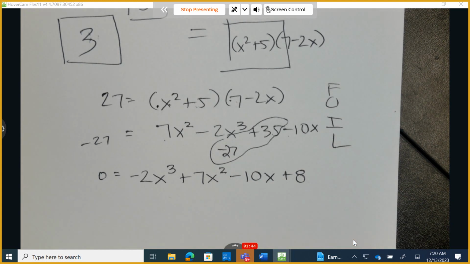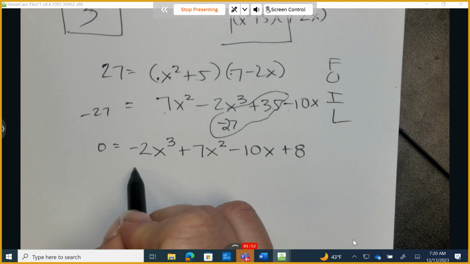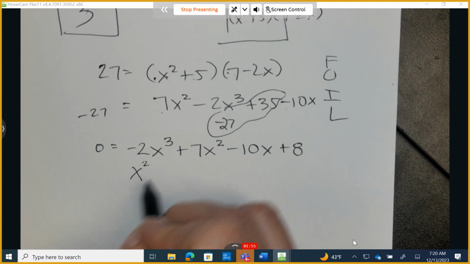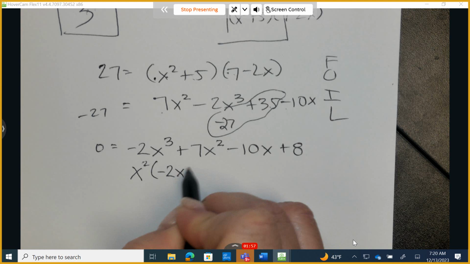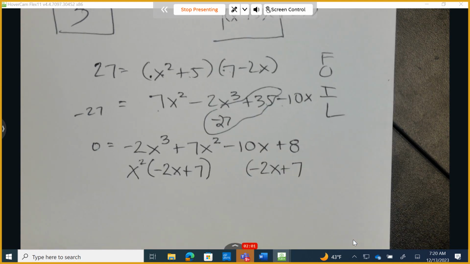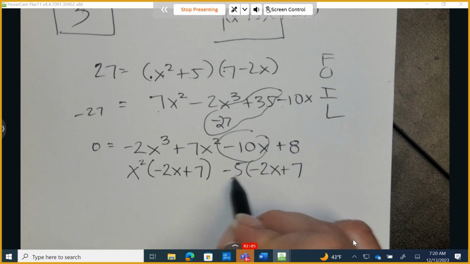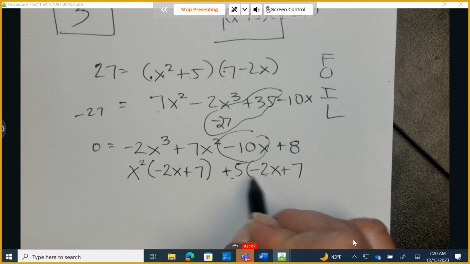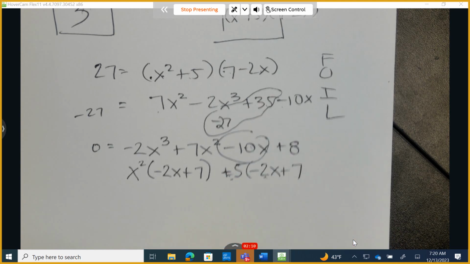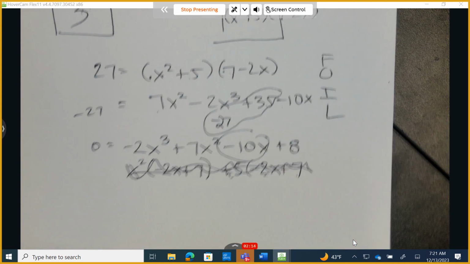I don't know. Is it possible that I can solve this? Let's try. So let's first see, can I factor by grouping? I don't think it's going to work, but let me try. You're welcome just to watch right now. If I factor out an x squared, I'd have negative 2x plus 7. If I tried writing a negative 2x plus 7 over here, I would have to have a negative 5 in order to achieve a negative 10x. That doesn't work because 5 times 7 is not 8.